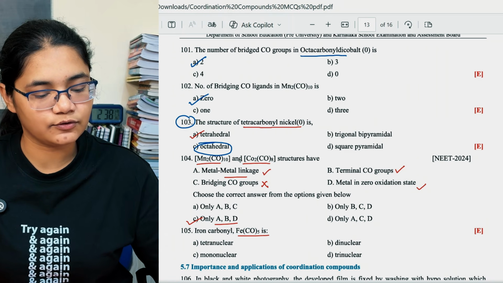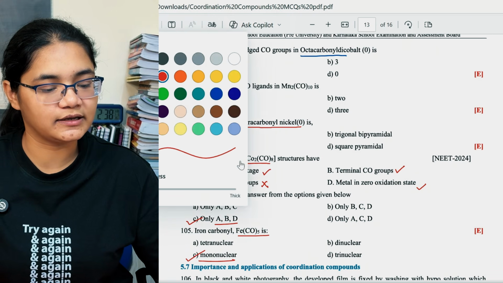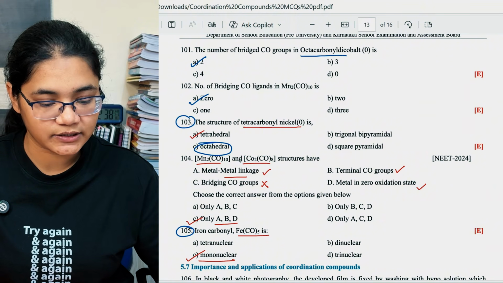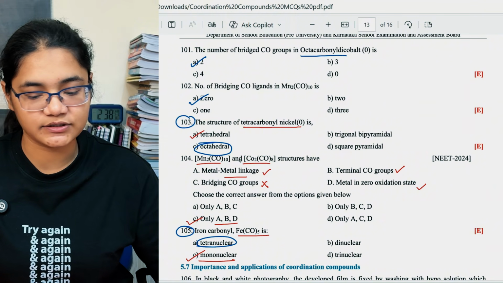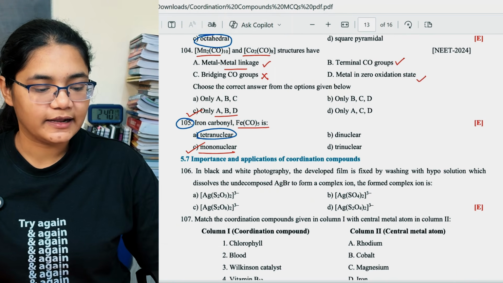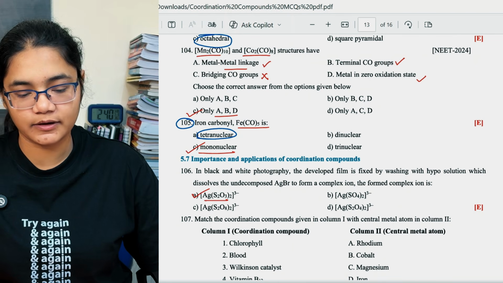Iron carbonyl Fe(CO)5 is mononuclear because there is only one metal atom, but the answer given here is actually incorrect. The answer given for this question 105 is A, tetranuclear, which is completely wrong. Tetranuclear means you should have 4 metal atoms. Next, in black and white photography, the developed film is actually Ag(S2O3), so option A.